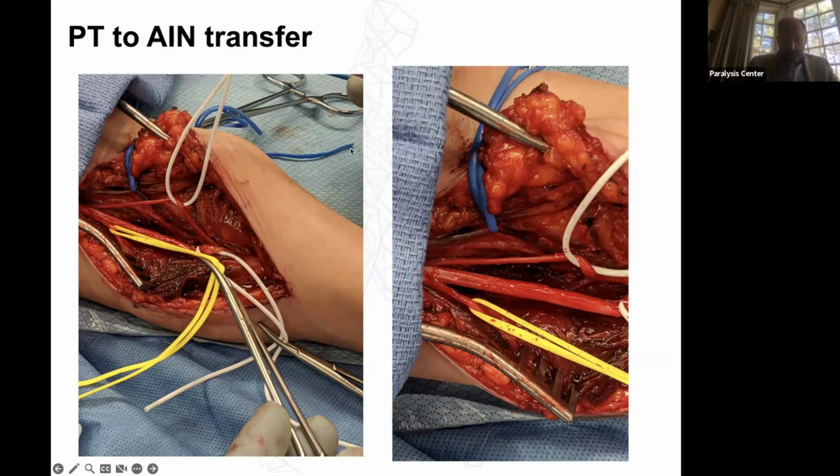Okay, I'm going to pause for a couple of the questions that came up here. Is sensation restored along with movement after the transplant or just movement? These are just for movement. They don't provide any additional sensation.